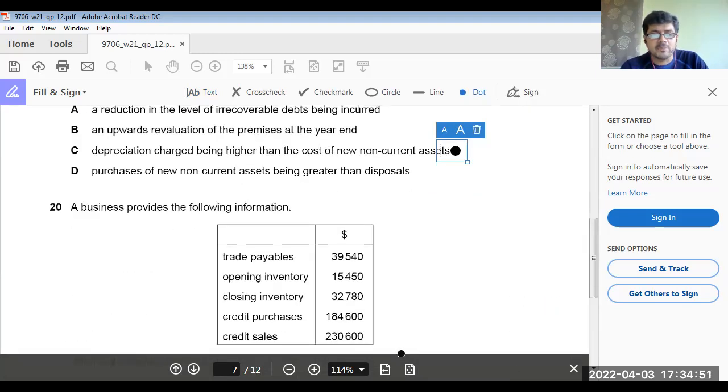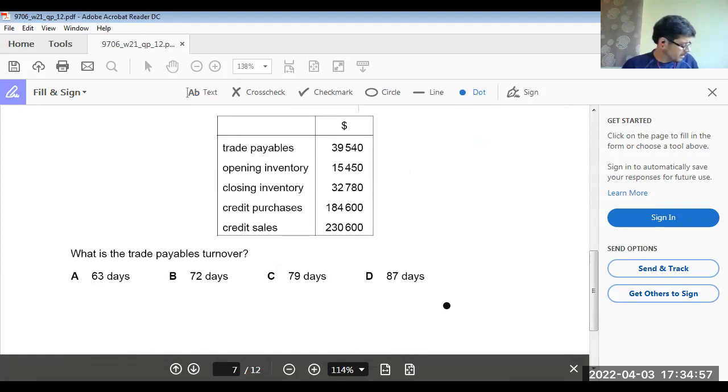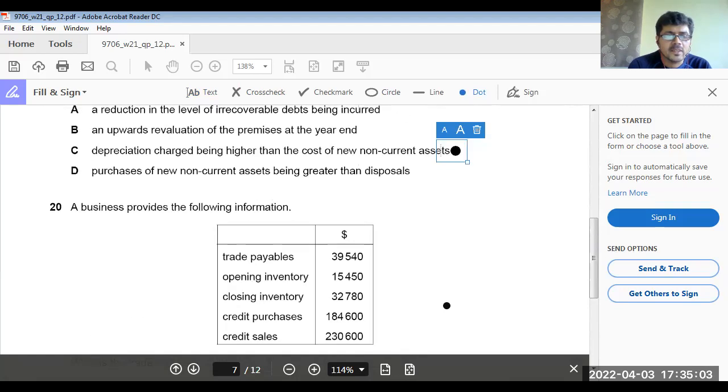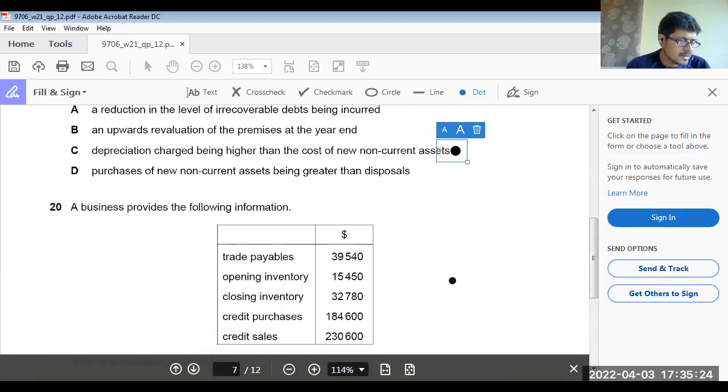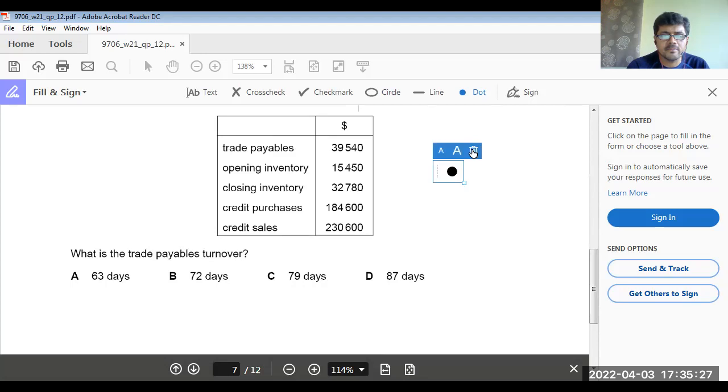Now 20. A business provides figures for trade payables, opening inventory, closing inventory. What is trade payables turnover? Trade payables turnover is very easy to calculate. Trade payables 39,540 multiplied by 365 divided by trade purchases 184,600. The answer is almost 79 days. So C option could be the answer. Getting my point clear? The answer is 78 point something to 79. We have to round it.